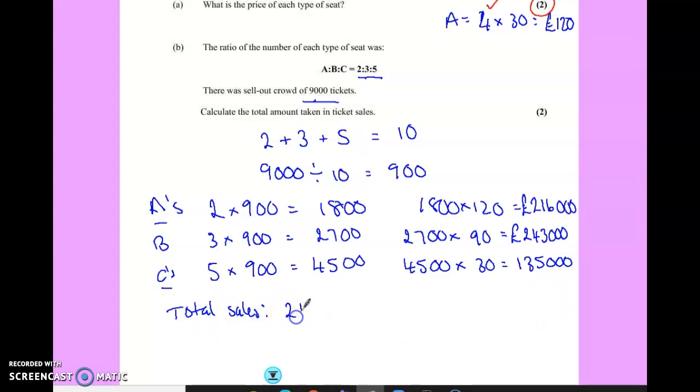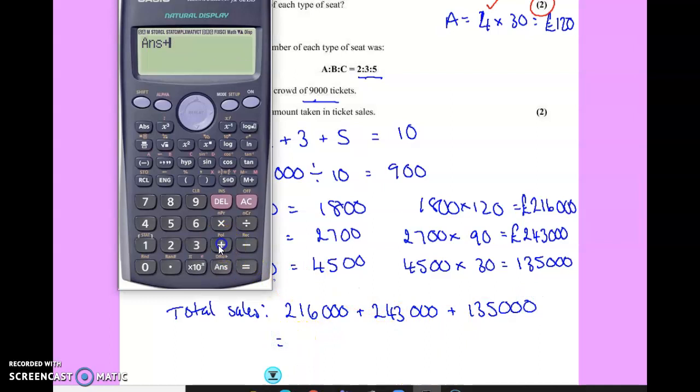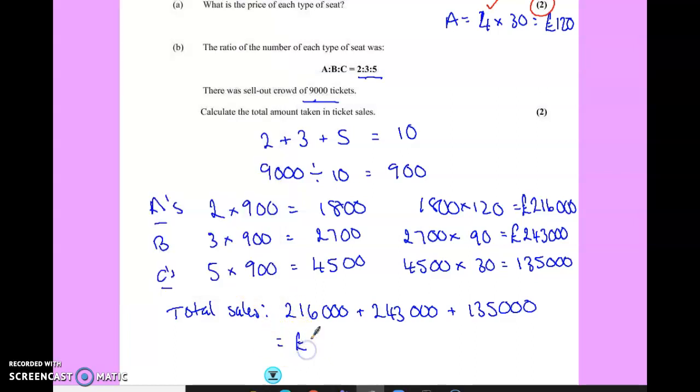Total sales then, add them all together, so 216,000, add 243,000, add 135,000, which is £594,000.